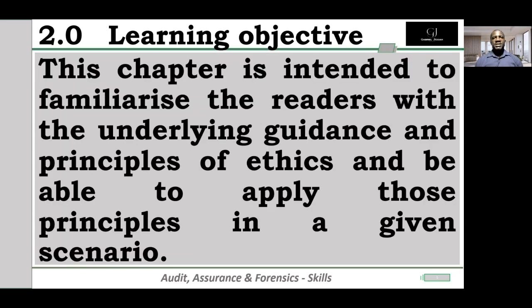All right, the learning objective for this chapter is very clear. We want you to be familiar with the underlying guidance and principles of ethics, and more importantly, enable you to apply those principles in a given scenario. So this is not just about memorizing a code of conduct. It's about developing the judgment to make the right decision when faced with an ethical dilemma.